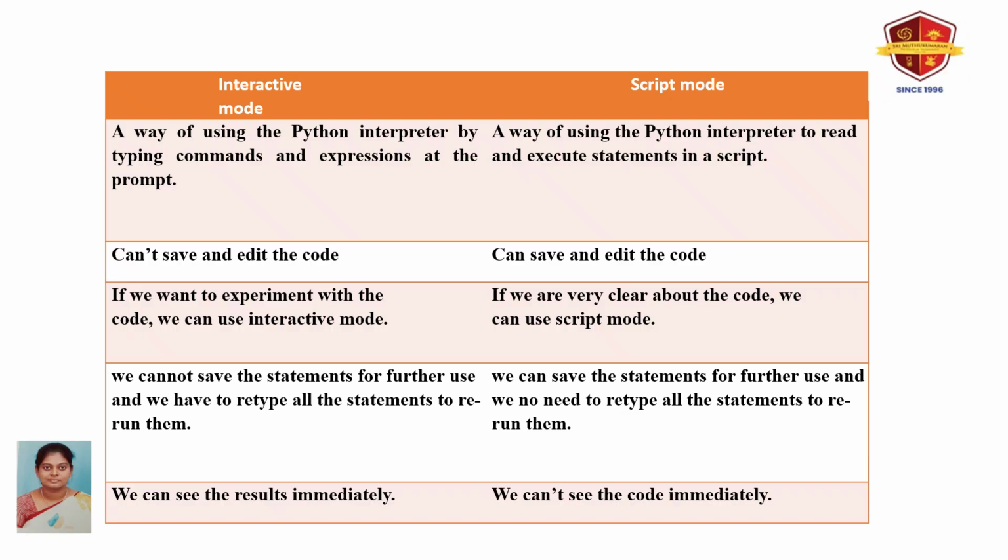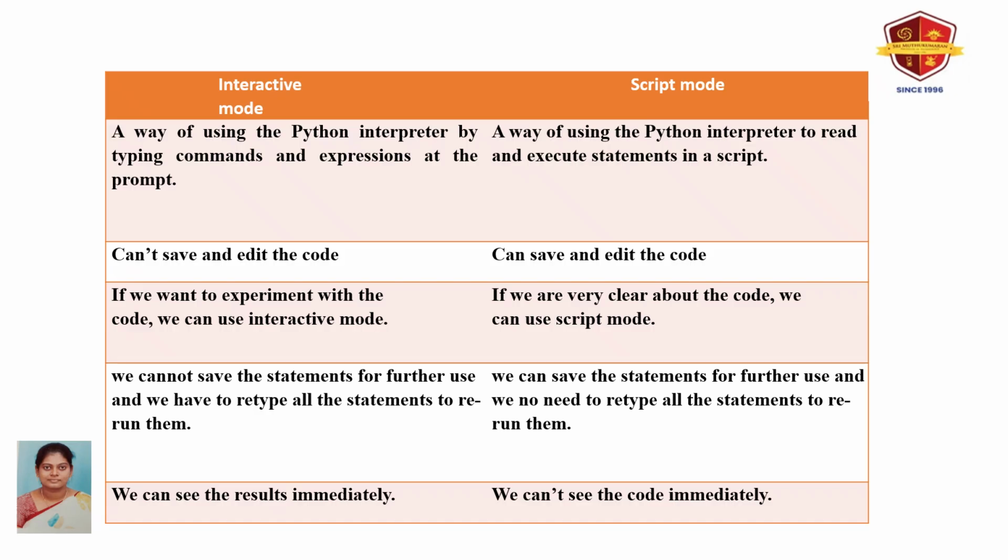So in interactive mode, we cannot save or edit the code, whereas in the script mode, we can save and edit the code. Third point, if you want to experiment with the code, we can use the interactive mode, line by line checking whether this line is correct, then we can proceed to the next line. Whereas script mode, if you are very clear about the code, we can use the script mode.